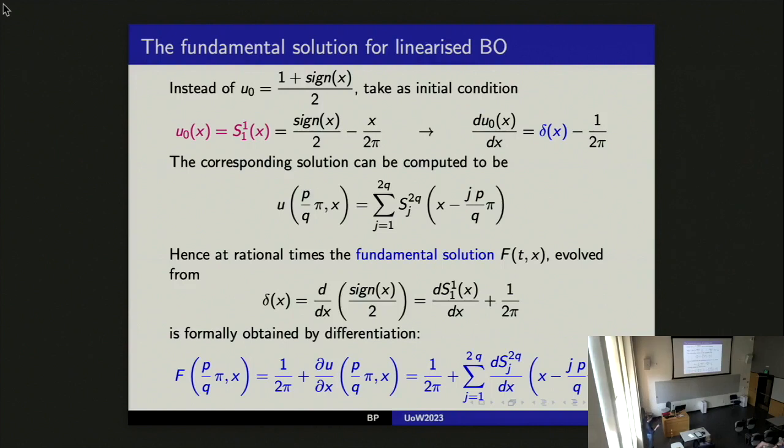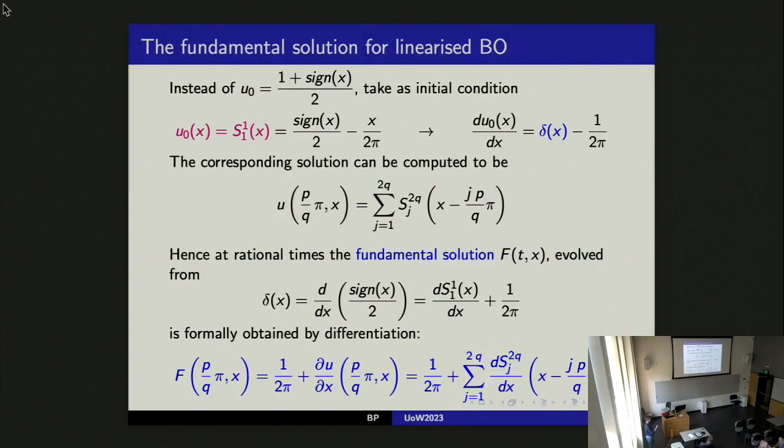So we want the delta function as our initial condition. And the delta function is just the derivative of this function plus 1 over 2 pi. We know the solution for this function, so we just differentiate it, and we get the solution that starts from a delta function, adding 1/2. So here is a representation of the fundamental solution for this problem.